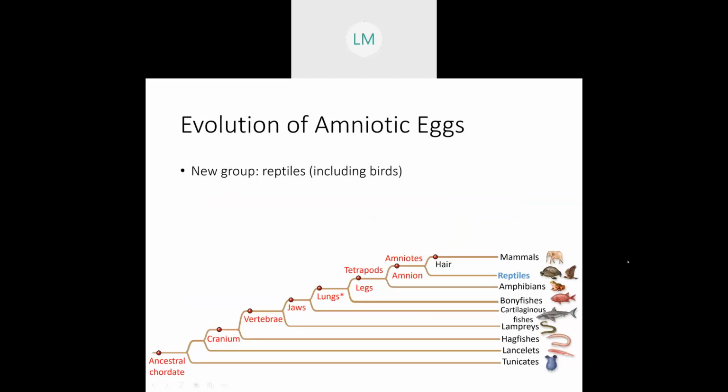All right, so within our tetrapods, we're past our amphibians now. We are getting a new group of animals called the reptiles. We have the evolution of the amniotic egg. Okay, so this specialized egg that allows us to reproduce away from the water. And these are going to be reptiles, including birds. So birds are included in our reptile group.